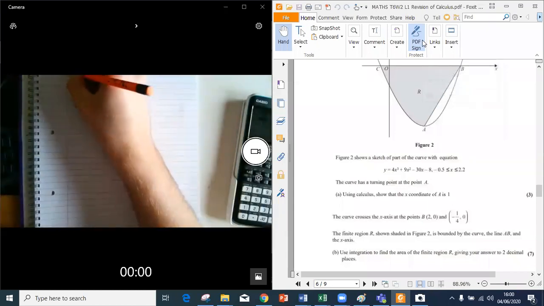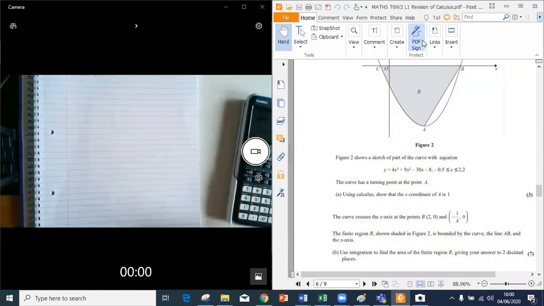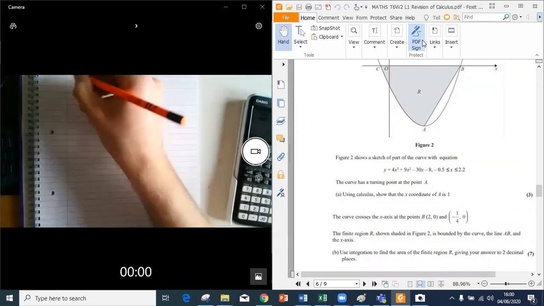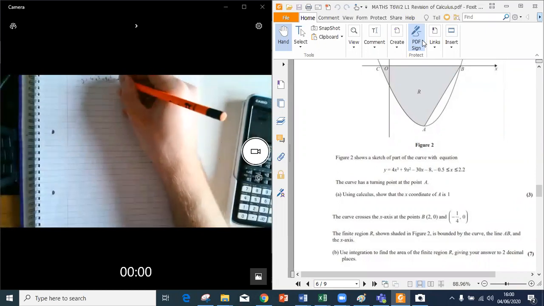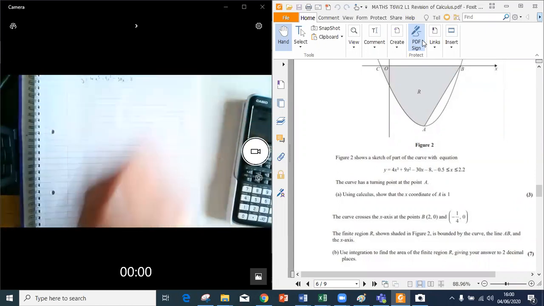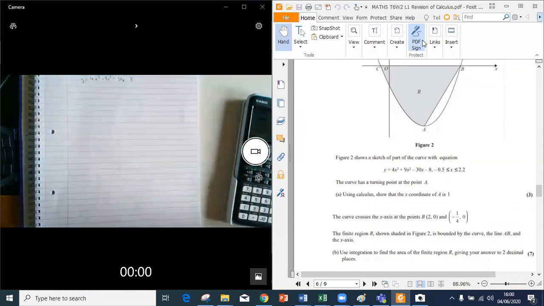Okay, question 5 now. Again, hopefully you've had a go at it. So we've got part of a sketch for y equals 4x cubed plus 9x squared, take away 30x, take away 8, between those points. And it says the curve has a turning point at A. Using calculus, show that the x coordinate of A equals 1.